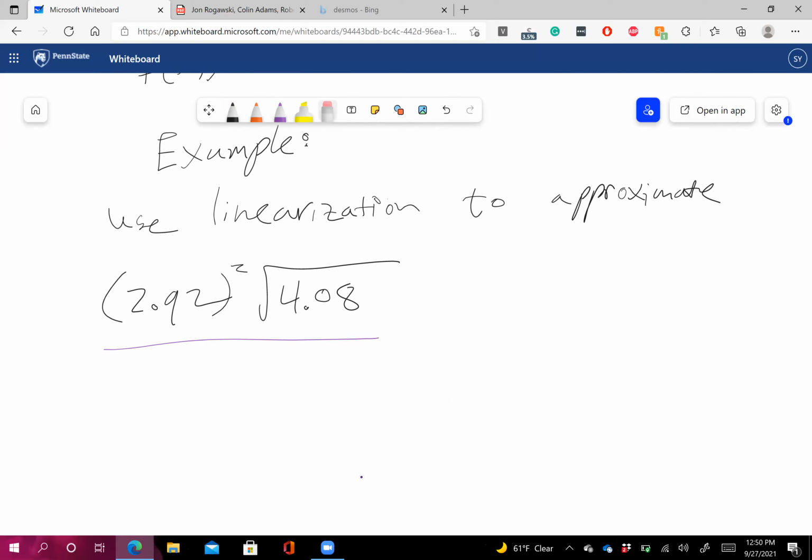So we can take our f of x, y to be equal to x squared times the square root of y. And what this is asking us is, what is f of 2.92 comma 4.08? That's what this question is asking us. Any questions?